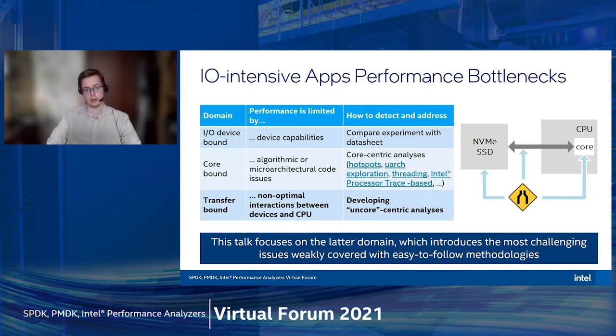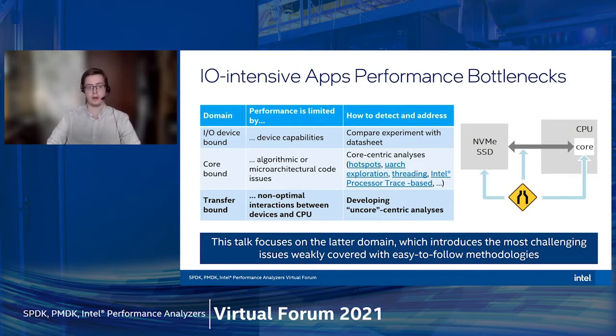And in the big picture, performance issues of such I/O intensive applications might be categorized into three domains. The first one is called I/O device bound, and in this case, performance is limited due to device capabilities, and this is quite simple. You just need to somehow capture performance numbers from the application level or from the platform level, and we will show how to do that with Intel tools, and then just refer to the datasheet to make sure that your device is not hitting its limit.